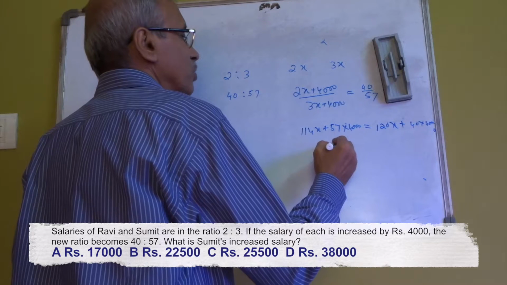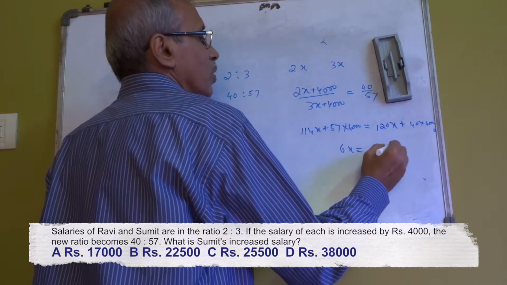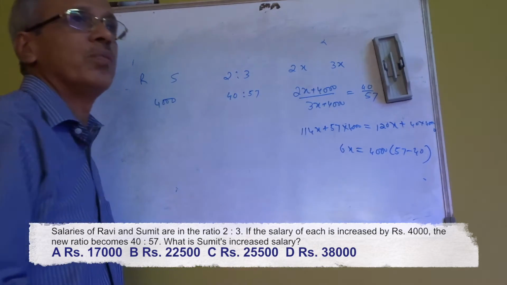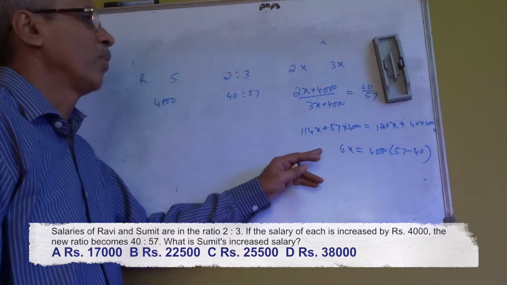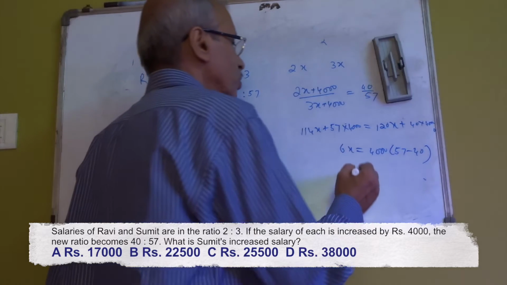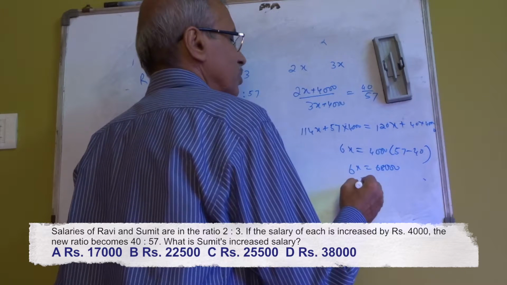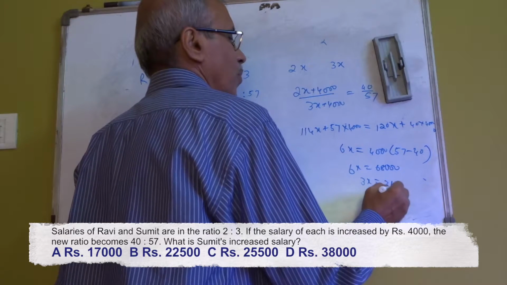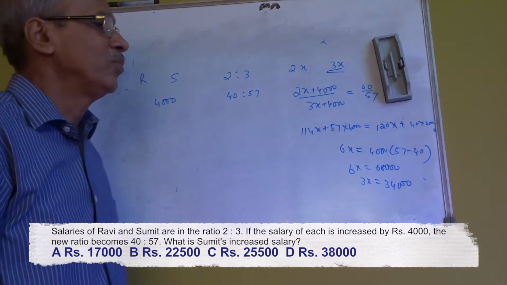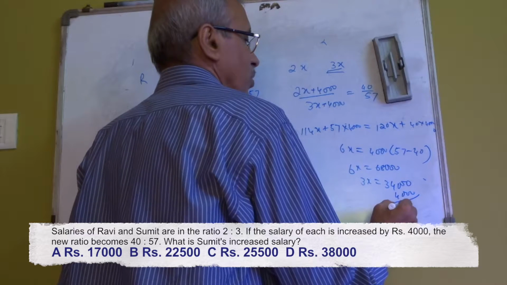Now 120x minus 114x is 6x. 4,000 into 57 minus 40. See, it's easy to now multiply. That's why I did not simplify. 4,000 is common, 57 minus 40, that is 17. So 6x is 68,000, or 3x is 34,000. The revised salary, increased salaries, you add another 4,000. 38,000.